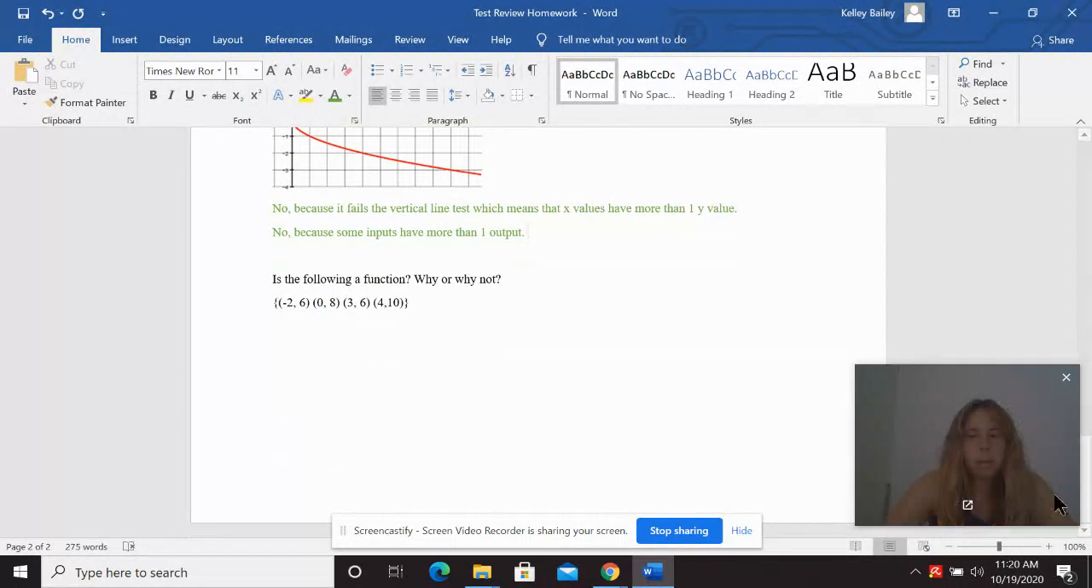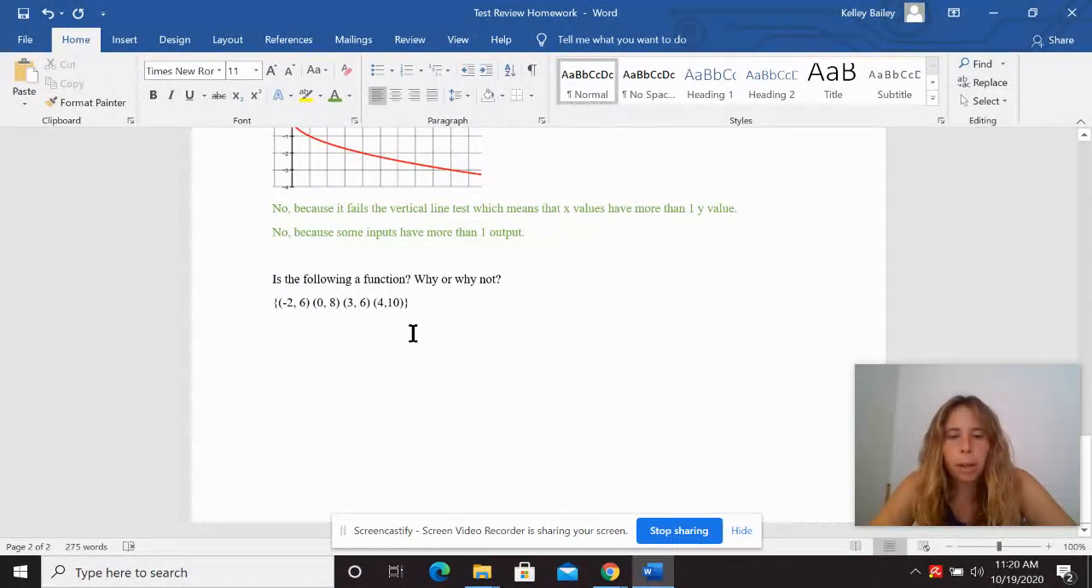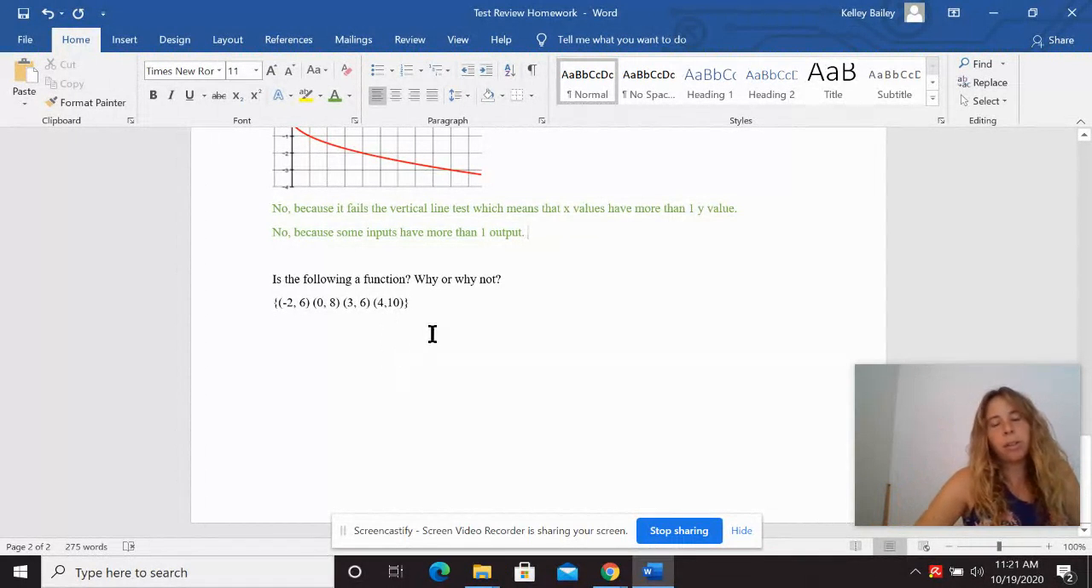Is this the last one? Oh, is the following a function? Why or why not? Okay, well, all my x values are different. -2, 0, 3, 4. If all of your x values are different, it's a function. Because they're all just related to one y value. I don't have any repeated x values, so it is a function.